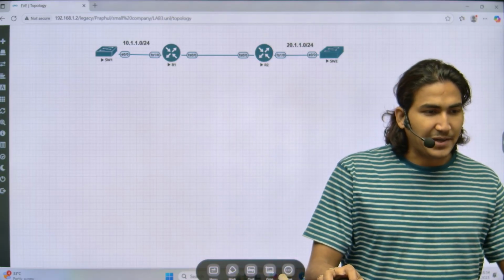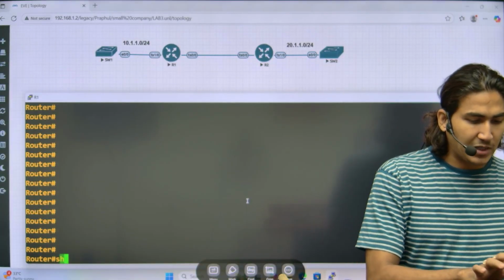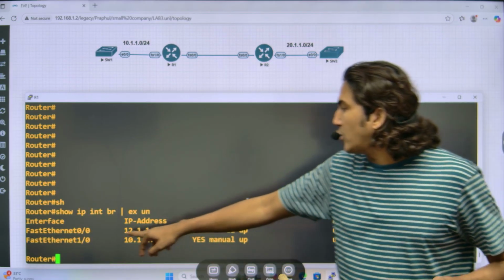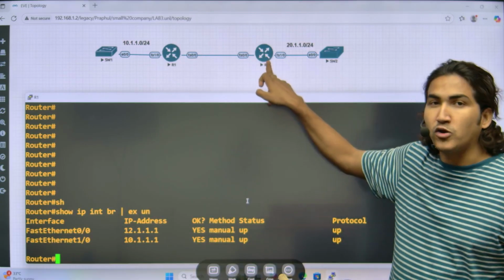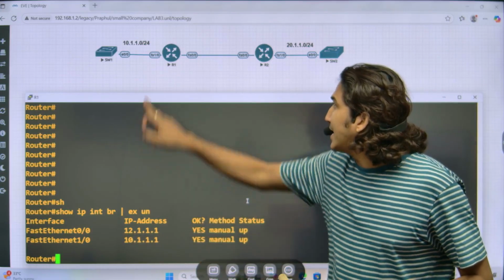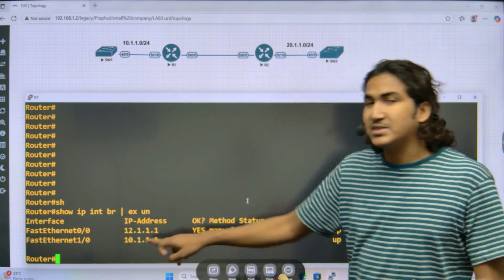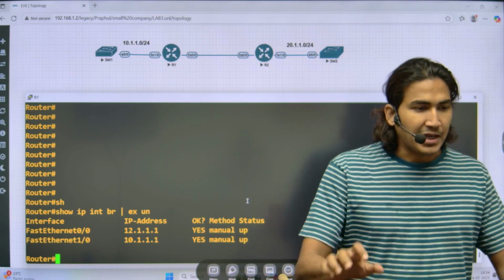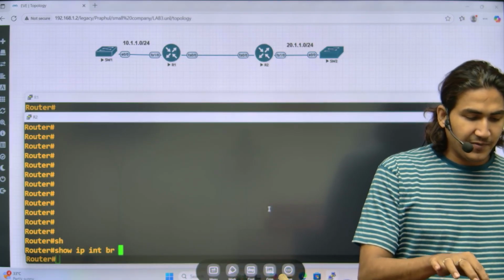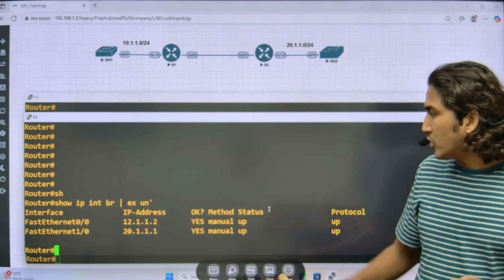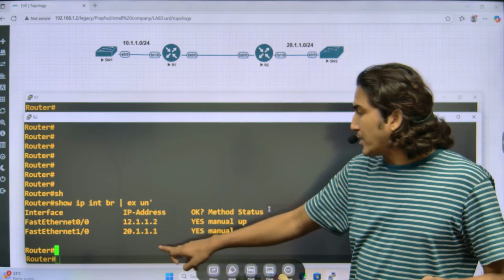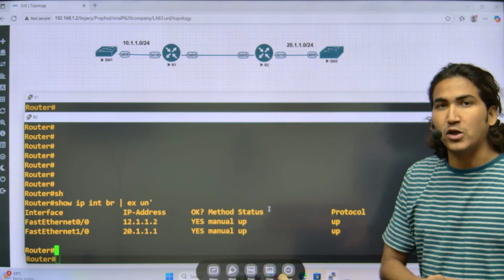So guys, here I have access to both the routers, R1 and R2. Let me show you the IP configuration. So, show ip interface brief, exclude unassigned. The IP address on FastEthernet 0/0, which is connected to router number 2, is 12.1.1.1, and the IP address on the LAN interface FastEthernet 1/0 is 10.1.1.1. Okay, and on router number 2, show ip interface brief, exclude unassigned. On router number 2 as well, you can see on F0/0 the IP address is 12.1.1.2, and on the LAN interface the IP address is 20.1.1.1, right?